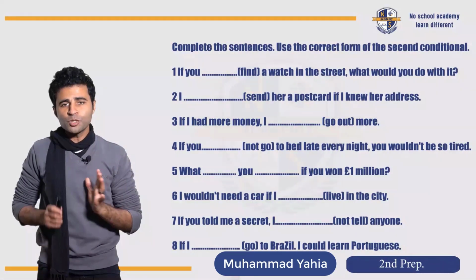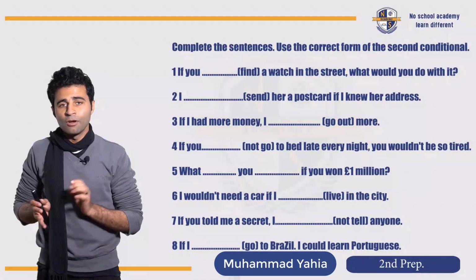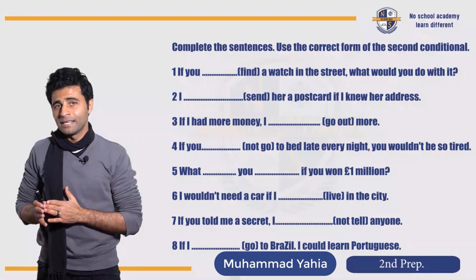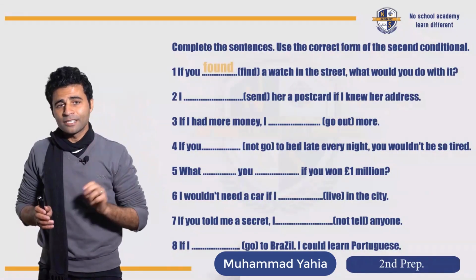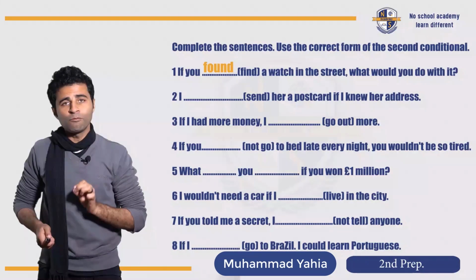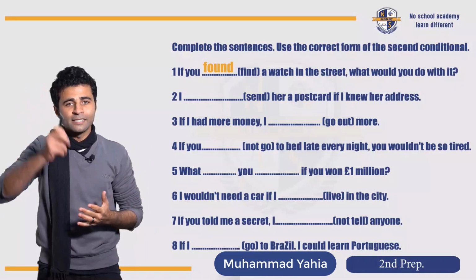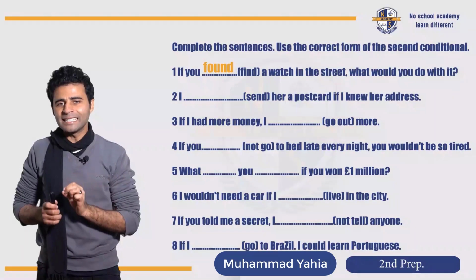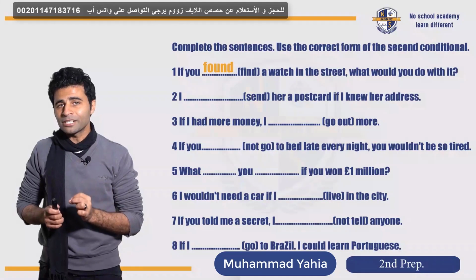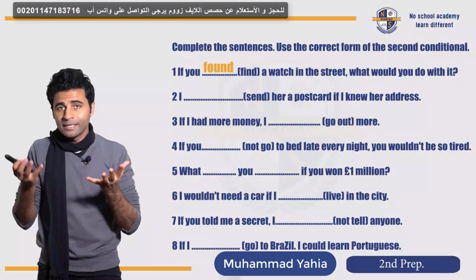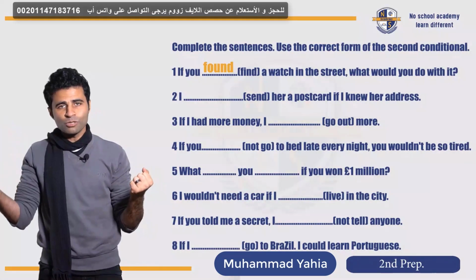Number one, if you (find) a watch in the street, what would you do with that? So find, found, found. Excellent. So if you found a watch in the street, what would you do with it? Number two, yes, you. I (send) her a postcard if I knew her address. So which action here is happening first? To send the postcard or to know the address?